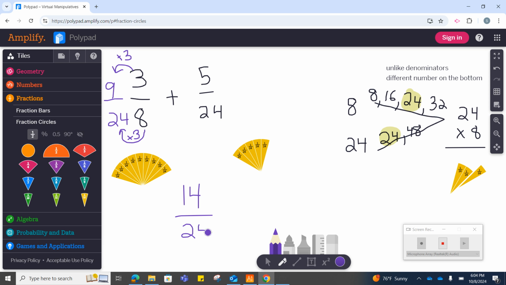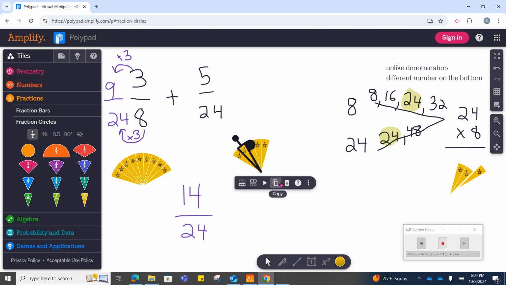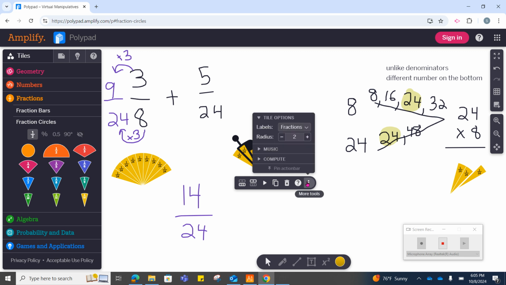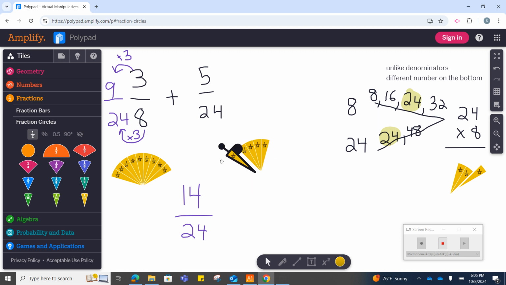Okay, let's see, because I really would like to move these all together. Okay, I really would like to group them back together, but I don't think I'm going to get to do that. So let me move them all over here. I'm going to add them together.